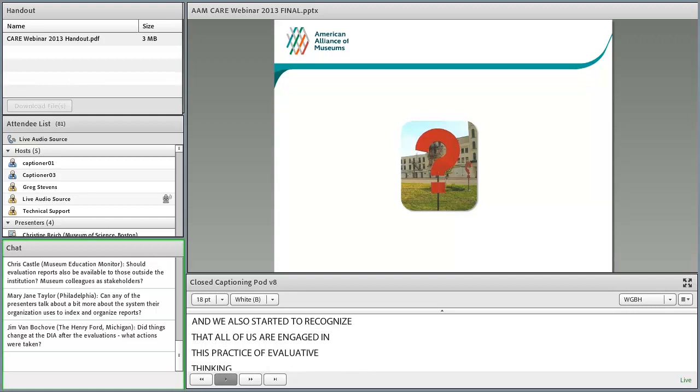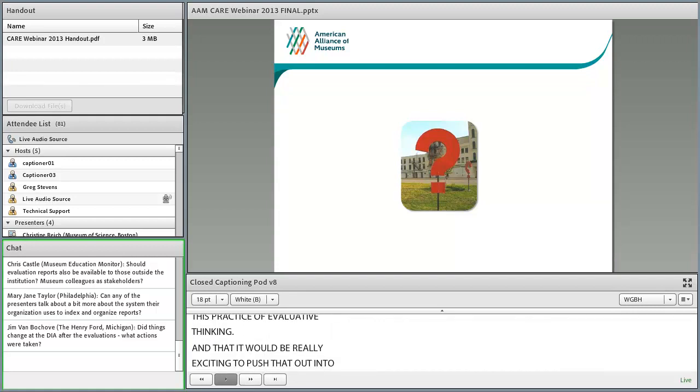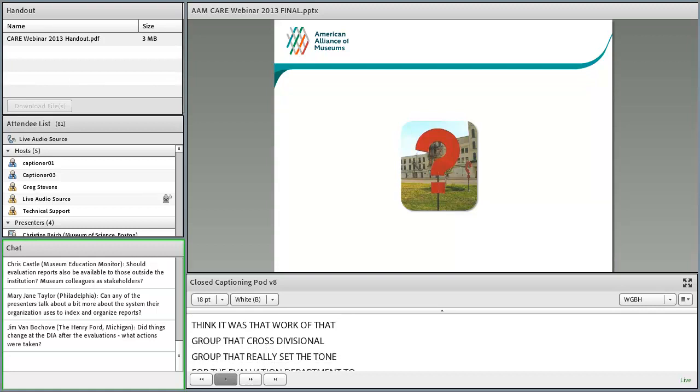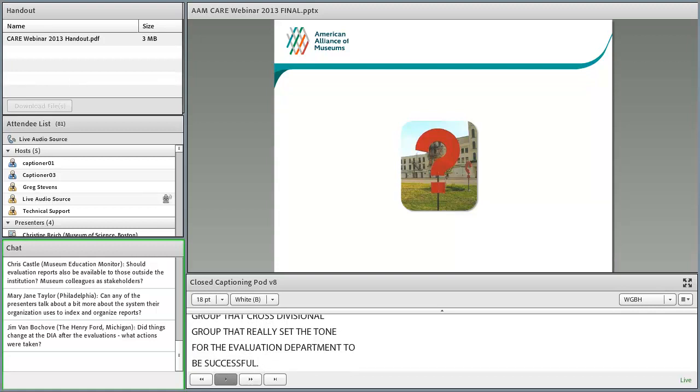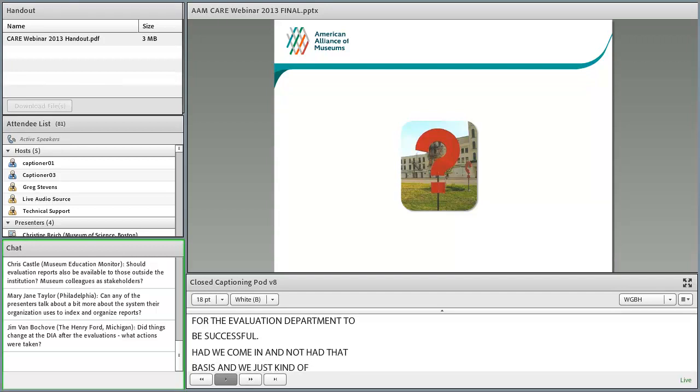And we also started to recognize that all of us are engaged in this practice of evaluative thinking, and that it would be really exciting to push that out into the organization. And so we started hosting workshops for the rest of the organization about how to do evaluation. And when the museum decided to start an evaluation department, I think it was the work of that cross-divisional group that really set the tone for the evaluation department to be successful.